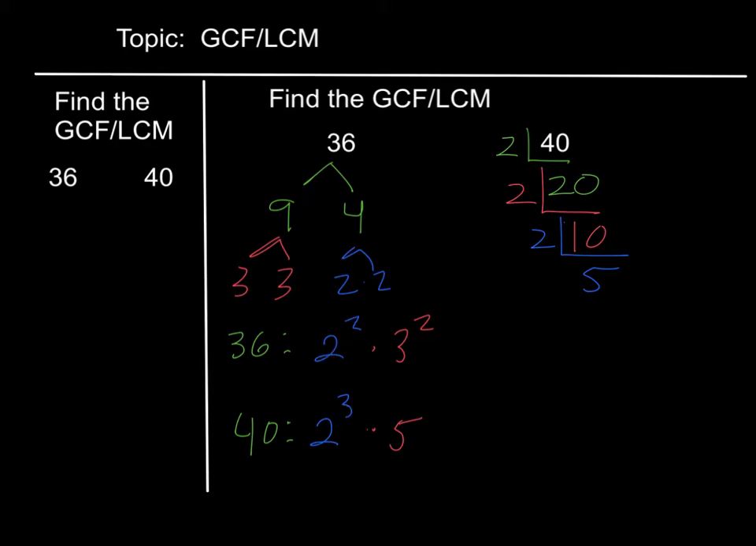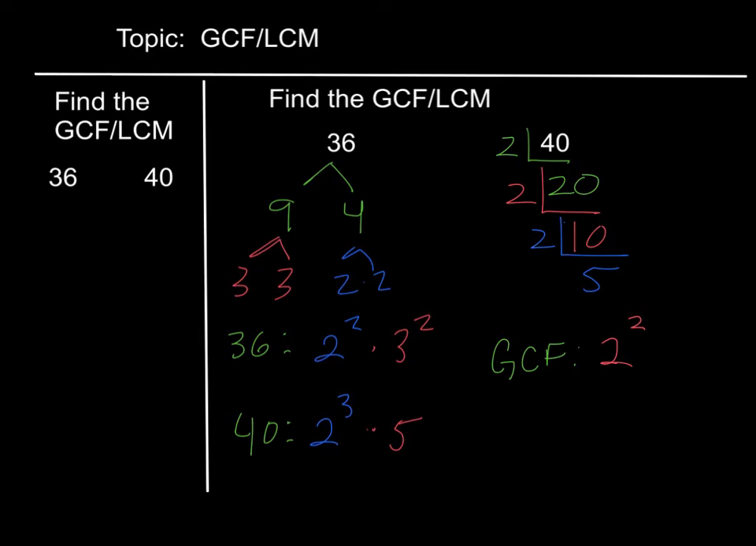So for my GCF, I'm going to use the factors that are the same. So I have factors of 2 that are the same, and then I use the smallest exponent between those two. So for this one, it's going to be 2 squared, and we can leave it like that. You don't need to multiply it out. Now, I didn't do anything else because this 3 is not down here. There's no 3 in the bottom. The 5 is not a factor of 36, so I didn't have to use the 3 or the 5. So for my GCF, the answer is just going to be 2 squared.